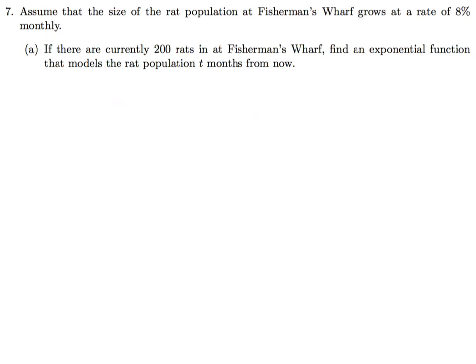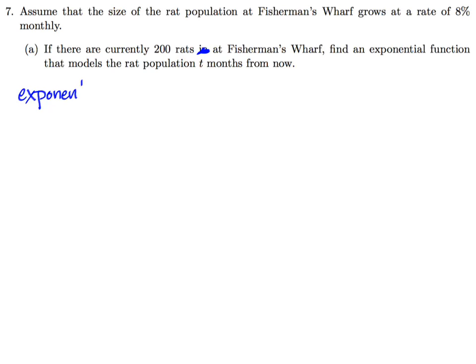All right, let's look at number 7. So number 7 is about the rats at Fisherman's Wharf in San Francisco. So this one says, assume that the rat population of Fisherman's Wharf grows at a rate of 8% monthly. If there are currently 200 rats at Fisherman's Wharf, find an exponential function that models the rat population t months from now. That word "in" is not supposed to be there.